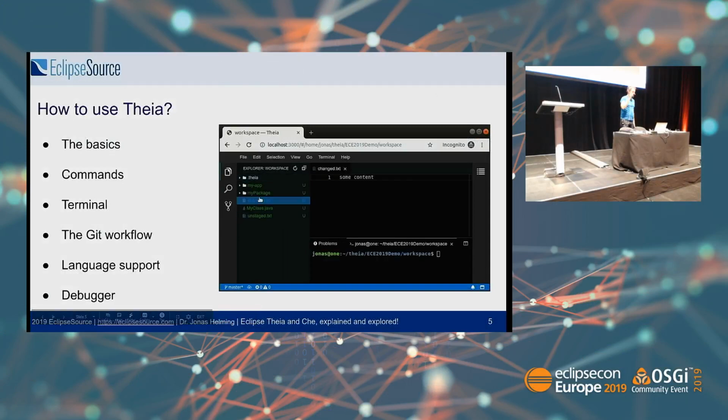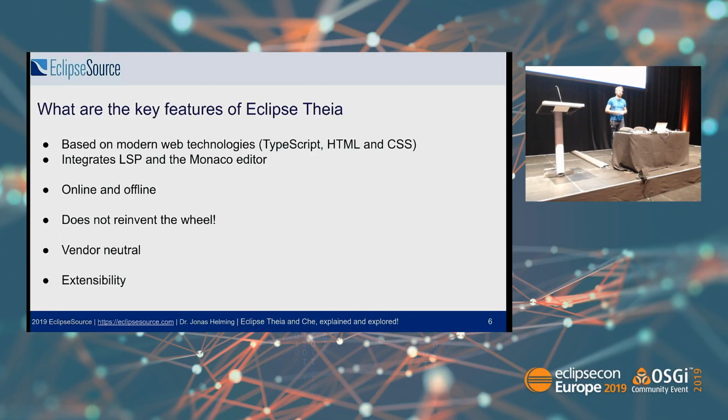Now we've shown all those features, so let's sum that up a bit. What are the key features of Eclipse Theia? And maybe we already compared it a bit to VS Code. So the first key feature: it's based on modern web technology, TypeScript, HTML, CSS. You can see that the UI looks very nice. You can zoom, you can change the theme. And if your developers like to use HTML5, TypeScript, and so on, that's really an advantage.